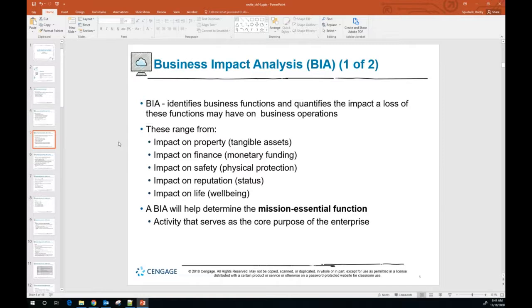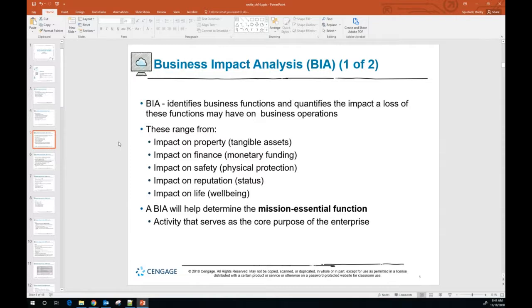Our business impact analysis is going to identify the business functions and quantify the impact that a loss of these functions may have on business operations. So this may be things such as our tangible assets, the impact upon our property, monetary funding, how this is going to impact our finance, our safety, our reputation, and even the life and well-being of our employees and ourselves.